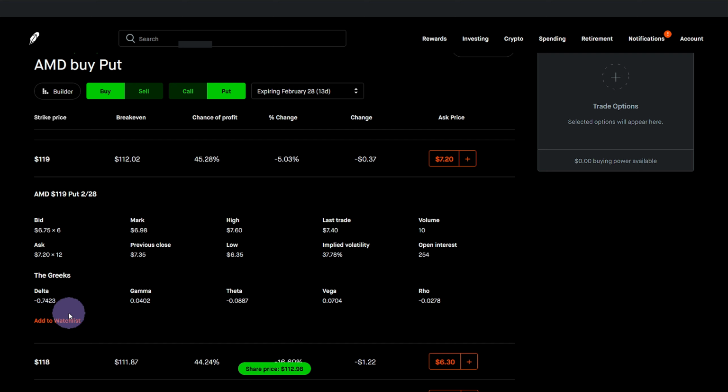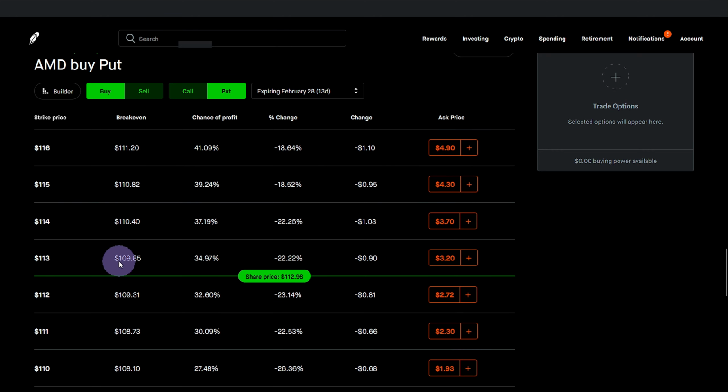Delta tells us that this contract is expected or should gain or lose about 74 cents for every dollar that AMD changes in value. Remember, options are sold in blocks of 100 shares, so you need to multiply the 74 cents by 100. So I'm paying a lot up front to buy this contract, $720, but I'm also getting a lot of movement, $74 in gains or losses.